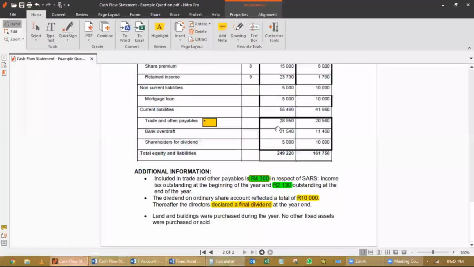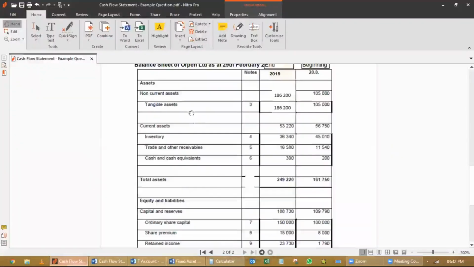But you'll see here from this information, all they said was land and buildings were purchased, and they told you no other fixed assets were purchased or sold, but they didn't tell you how much you spent on land and buildings. So now if you look at your information, you will find this here. Here is your tangible assets. So that's all your assets in here.